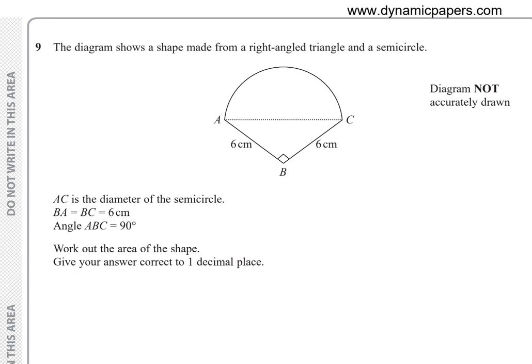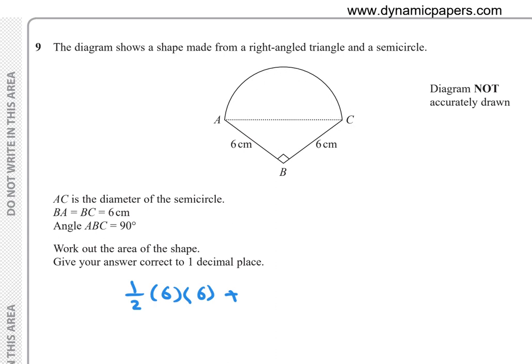So we need to find the area of the semicircle and the area of the triangle, then add them. Area of triangle is half times base times height. So for the triangle, half multiplied by 6 multiplied by 6. This is the area of the triangle. For the area of the semicircle, we need to find the radius. So we can find the diameter first.